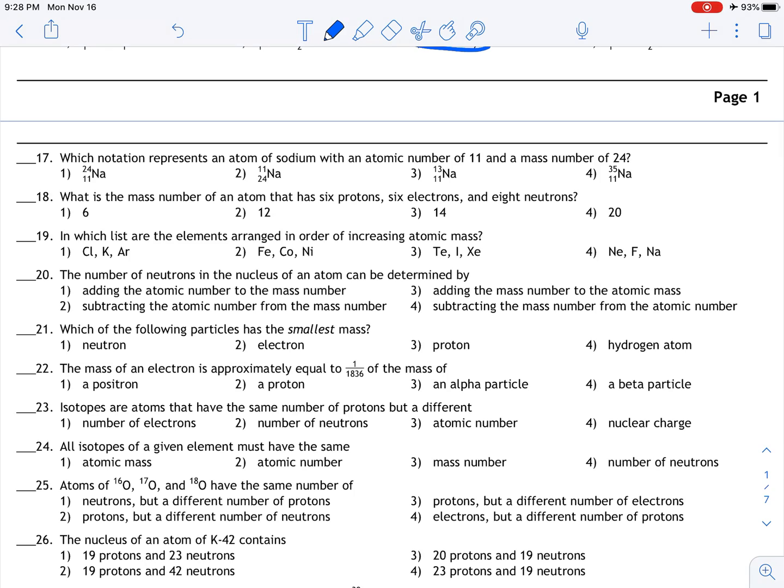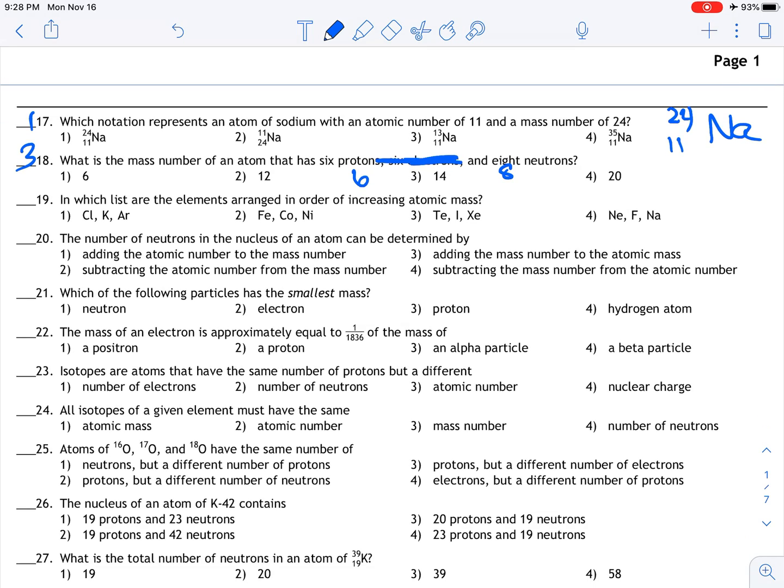Which notation represents an atom of sodium with an atomic number of 11 and a mass number of 24? The mass number always goes up top, and the atomic number goes on bottom, symbol here. So choice 1. What is the mass number of an atom that has 6 protons, 6 electrons, and 8 neutrons? Electrons basically have no mass, so they're gone. So 6 plus 8 is 14.